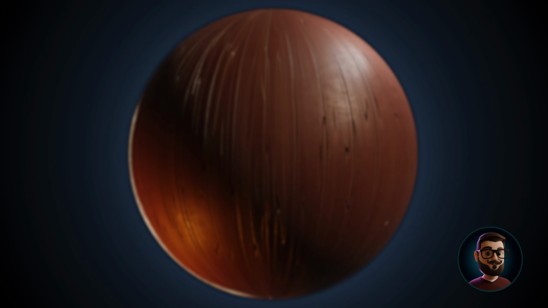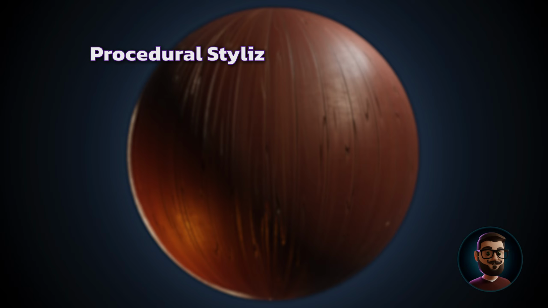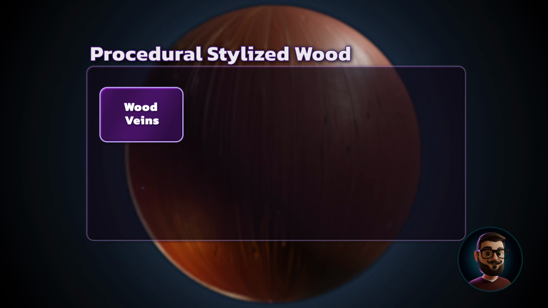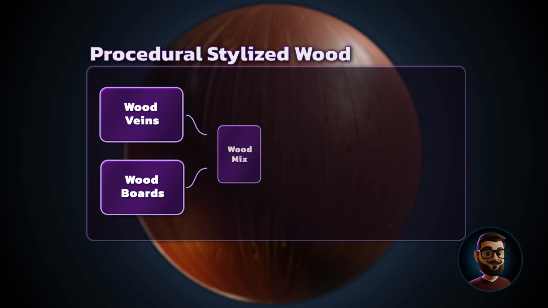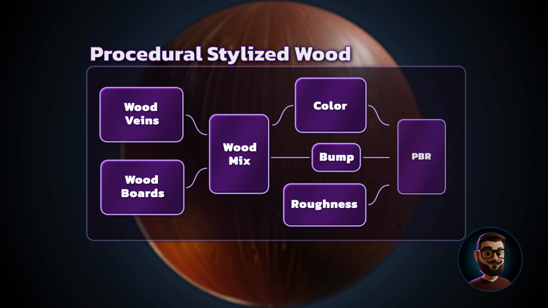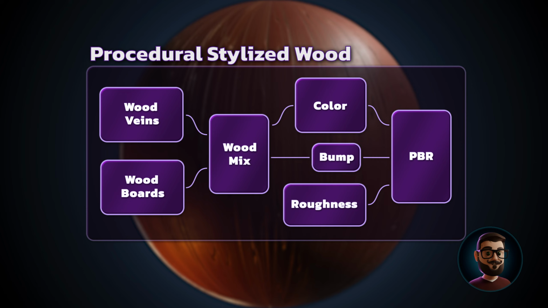Let's break this down. We're gonna do this in 5 sections. First, we'll create grayscale maps of wood veins and wood boards. Then we'll mix them up and use these mixes to generate a color map and a bump map. And finally, we'll create a general roughness map and we're done. See, it even seems cute this way.